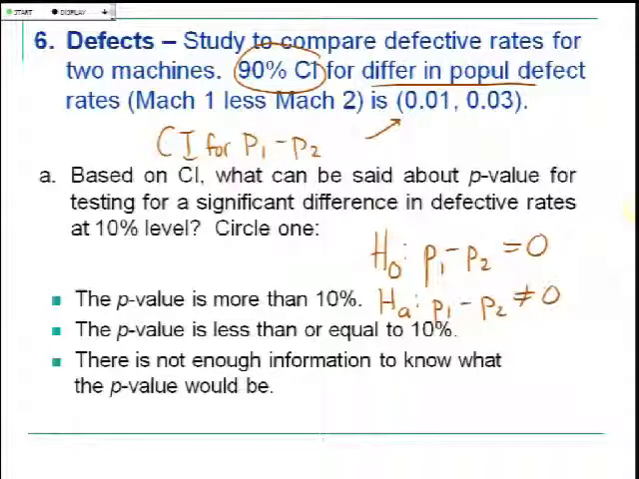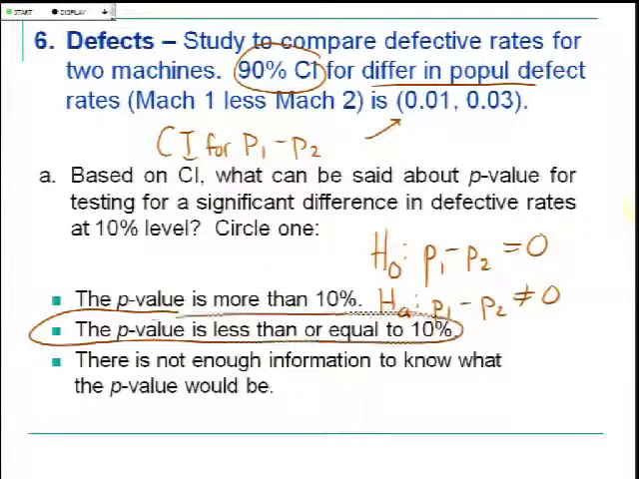Okay, is 0 possible? It's not in that interval. 0 is not a possible value. I'm not going to stay with H0. I am going to reject H0. What do you know if you're going to be rejecting H naught? That your p-value is small. How small? Well, it must be something less than or equal to 10%. It could be 0.08, it could be 0.07, 0.04, lots of possibilities.